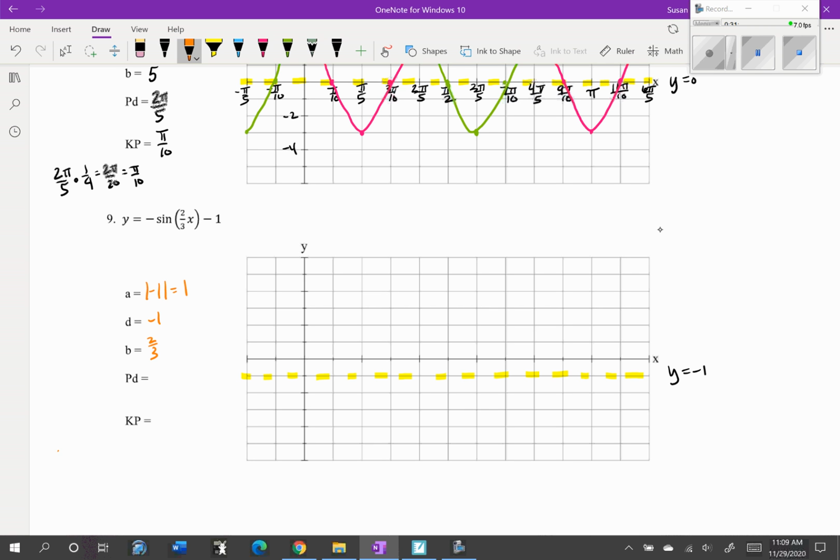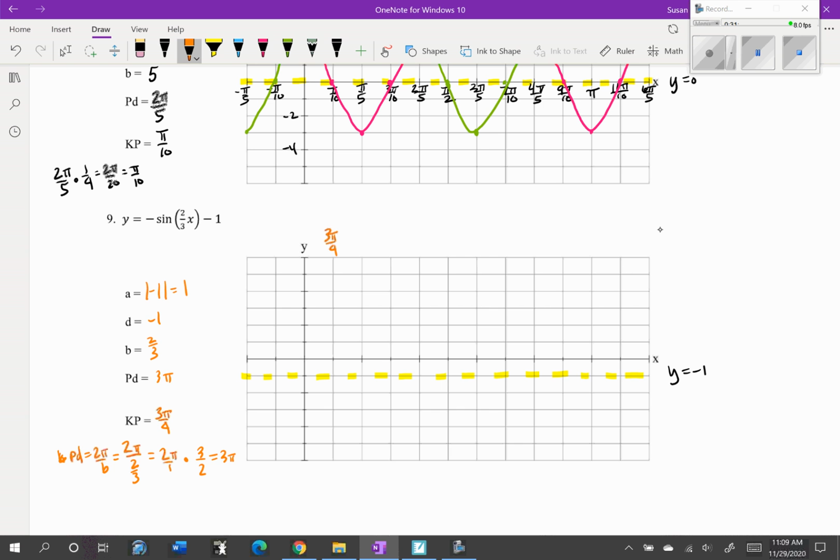So we know that the period equals 2 pi over b. So 2 pi divided by 2/3. Keep the numerator, change and flip. So that gives us 3 pi. And so then the key points are the period divided into 4 equal parts. So 3 pi over 4 is what we're going to count by. So we have 3 pi over 4. And I'm basically adding the numerator and keeping all the denominators over 4.